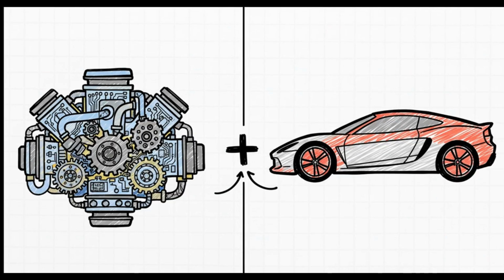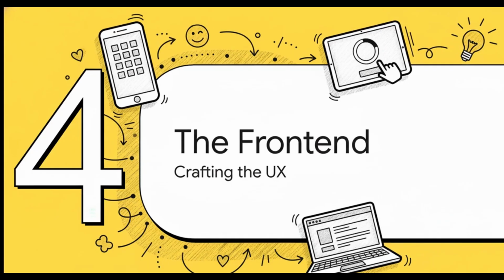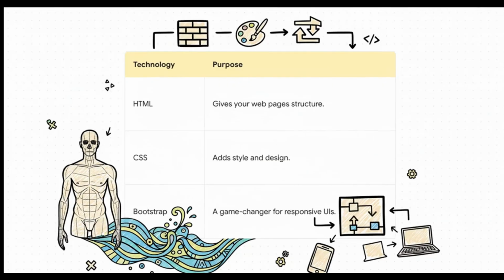Okay, so we've got this powerful engine and a super robust way to store our data. But that's only half the story, isn't it? A powerful engine needs a beautiful chassis for people to interact with. And that brings us to the part of the application that people actually see and touch and click on, the front end. This is where we shift our brains a little bit, away from pure logic and data, and start crafting the user experience. Your front end is really built on three pillars.